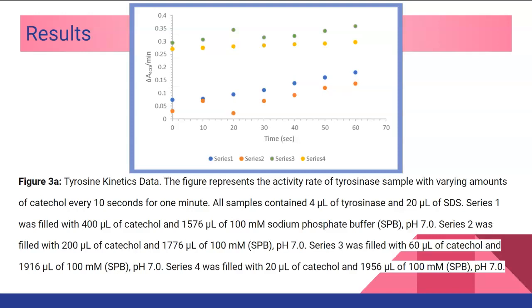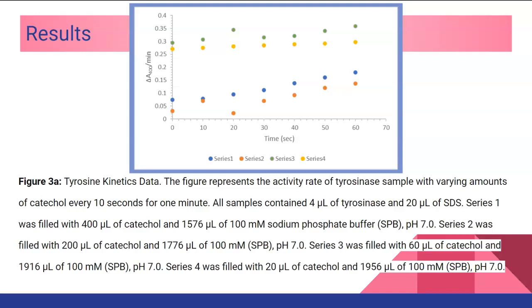So these are the results. The first table is the tyrosinase kinetics data, and pretty much this shows the accuracy of our data during the activity, with varying amounts of catechol every 10 seconds for 1 minute. All the samples contained 4 microliters of tyrosinase, 20 microliters of SDS, and the rest was filled with 100 millimolar sodium phosphate buffer at pH 7 to fill up the 2000 microliter volume.